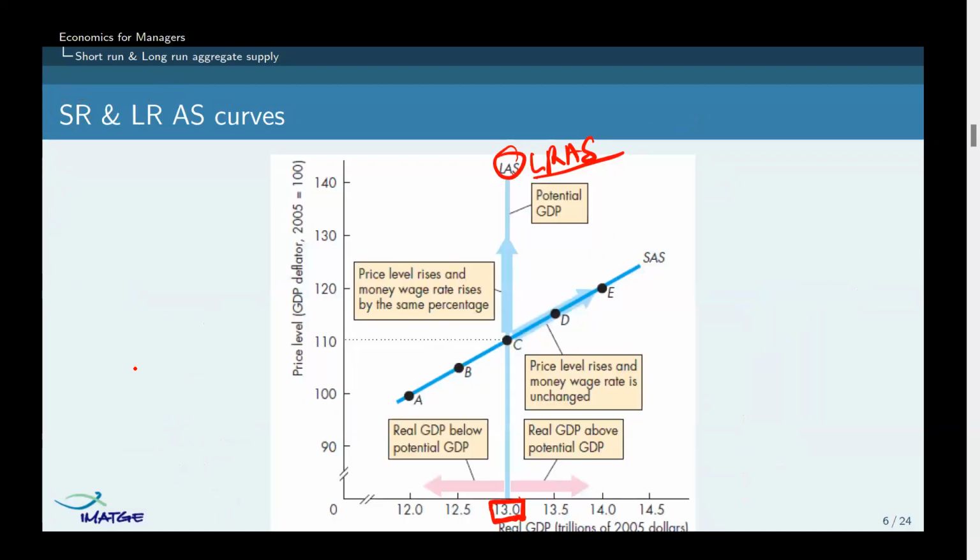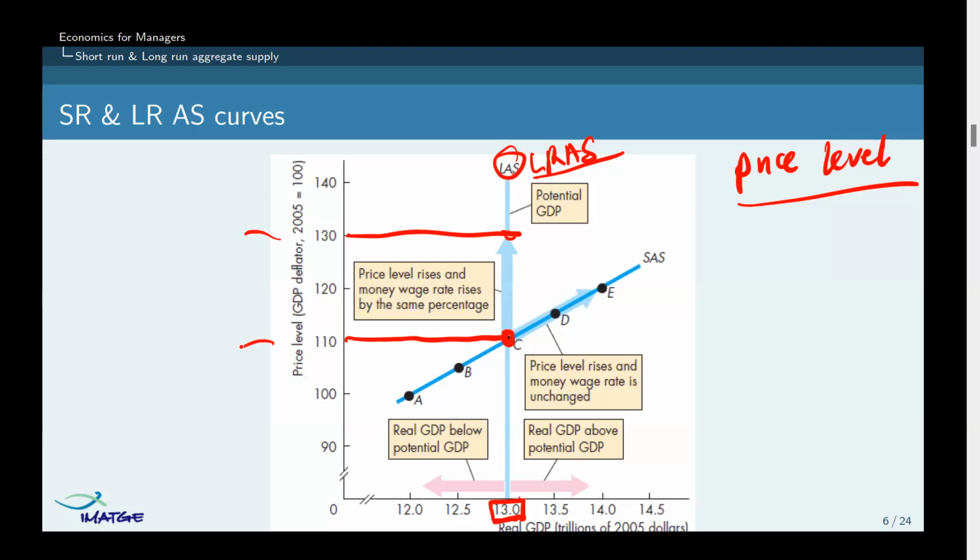It is because in the long run, both price level, or prices in general, will rise by the same percentage as the wage rate. Remember, wage rate is one of the costs, but there are a lot of costs involved in production. I'm using wage rate as an example. If the wage rate increases from, let's say, 100 to 130, I don't know what percentage that is, you can calculate and see. When this happens, money wages, or the nominal wages, will also change by the same magnitude, right?